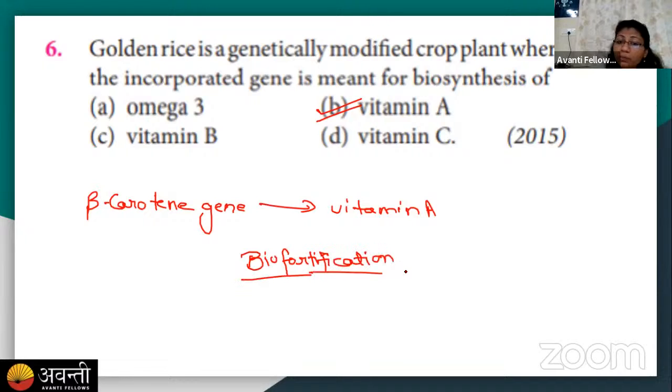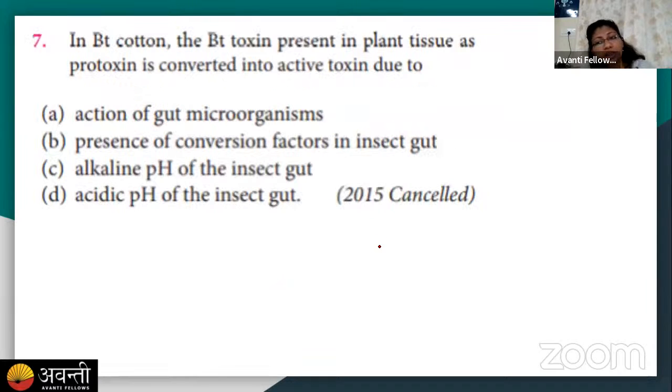Biofortification. In this process, we are making a particular plant enriched in a particular nutrient. So here we are making the rice enriched with vitamin A. So this process is biofortification, which comes under biotechnology. Or we can say biofortification is an application of biotechnology.